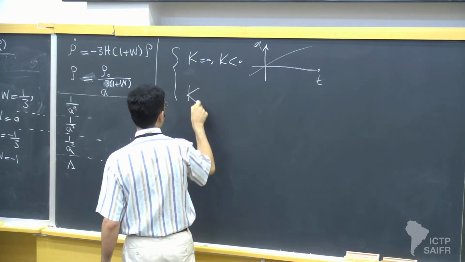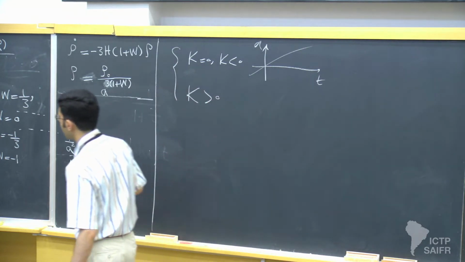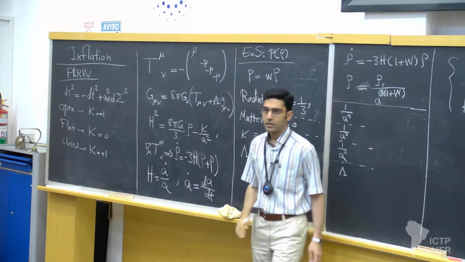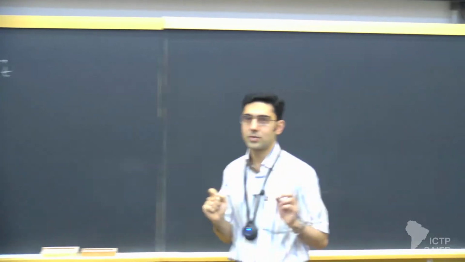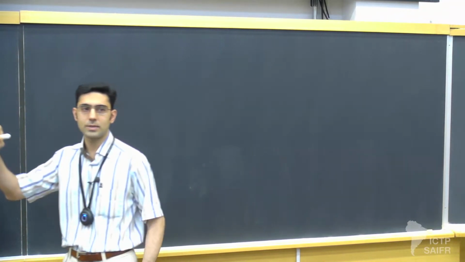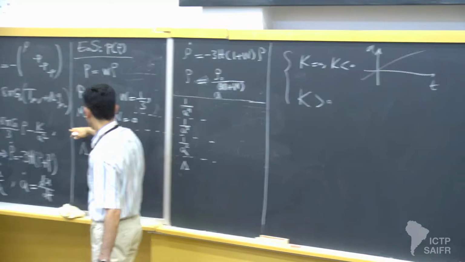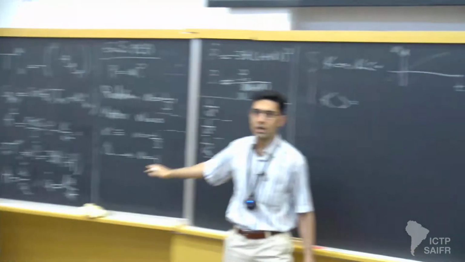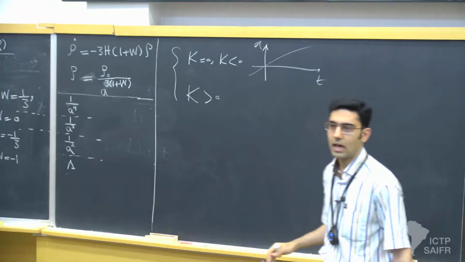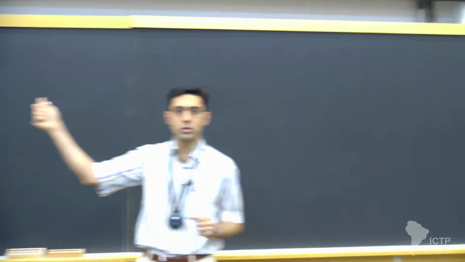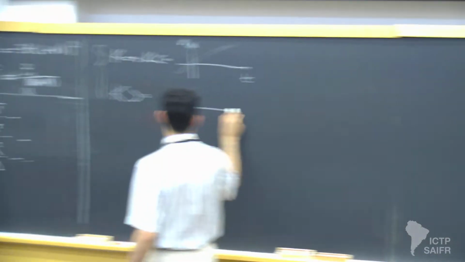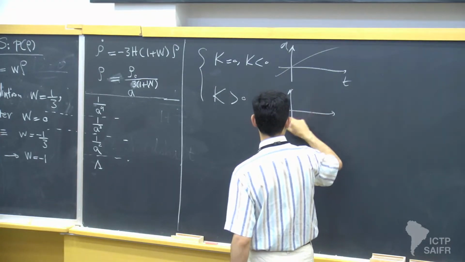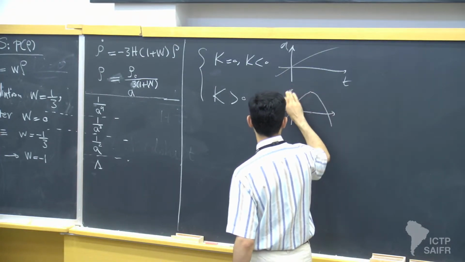On the other hand, if k is positive, then there are various possibilities. We can start from expansion, and depending on the composition of these elements that we have, we might continue expanding, or we might have a maximum size for the universe and then go back.